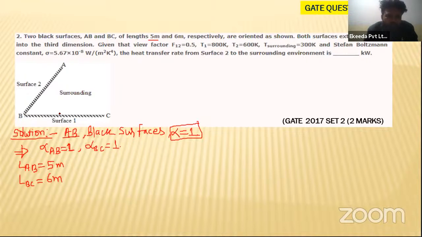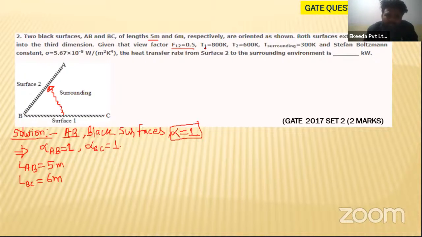If this is the surface 1, so what will happen? Some part of radiation will go from here and it will fall on the 2. So what is your shape factor? Or we can simply say the configuration factor. This is nothing but the fraction of radiation which is leaving surface 1 and reaching surface 2. Simply, they have given F12 is equal to 0.5. So the fraction of radiation leaving surface 1 and reaching surface 2 is 0.5.